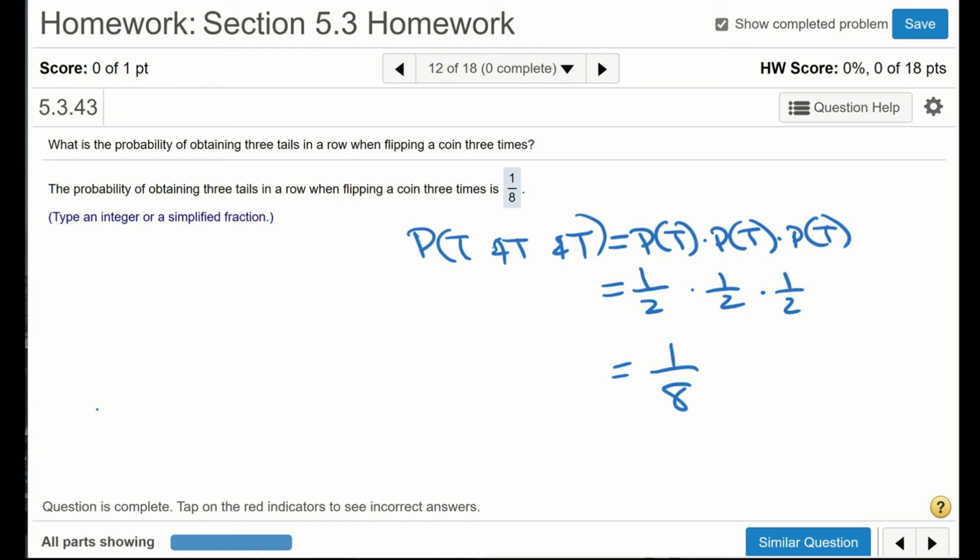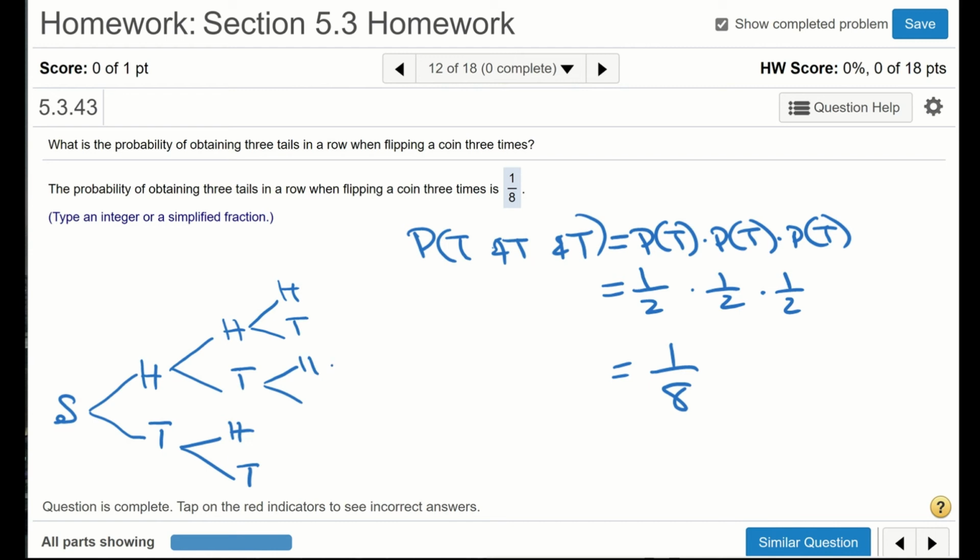Your first flip, so we start the process here. The first flip would give us either heads or tails. If it's heads, then the second flip could be heads or tails, right? And if it's tails, you could have that too, right? And then each of these for the third flip, of course, also gives us a heads or tails scenario as well. Same here.